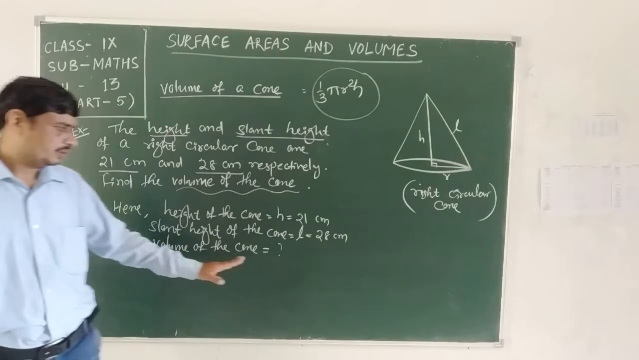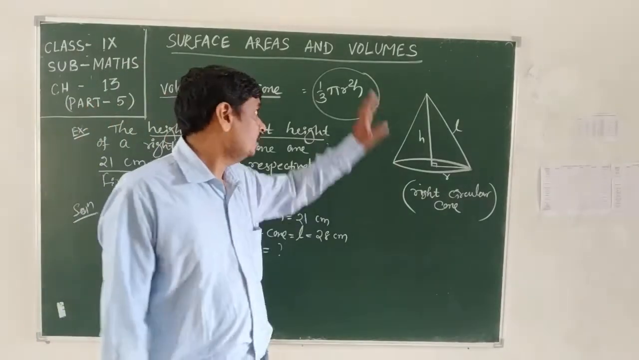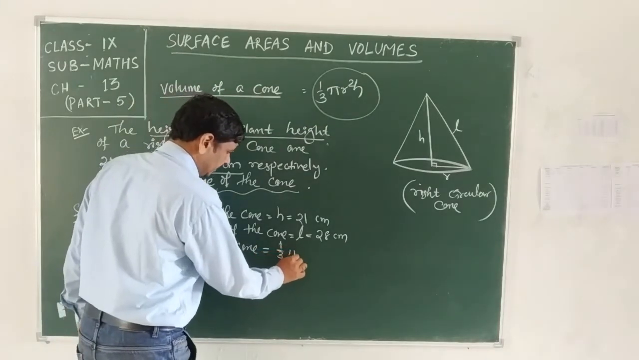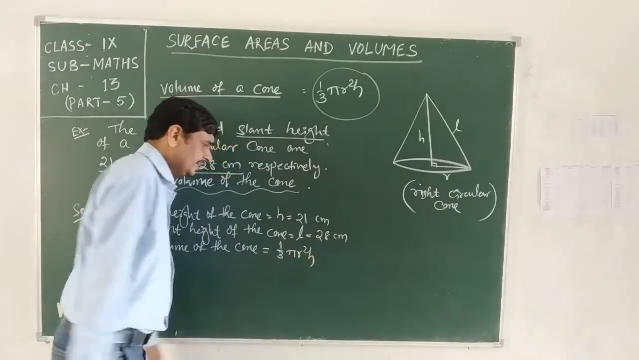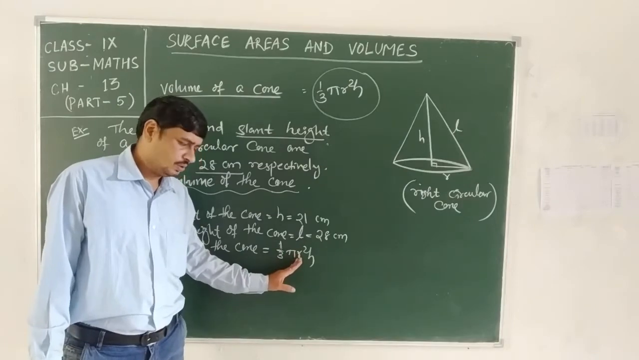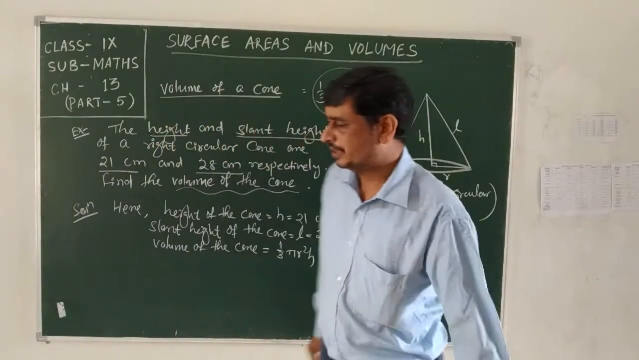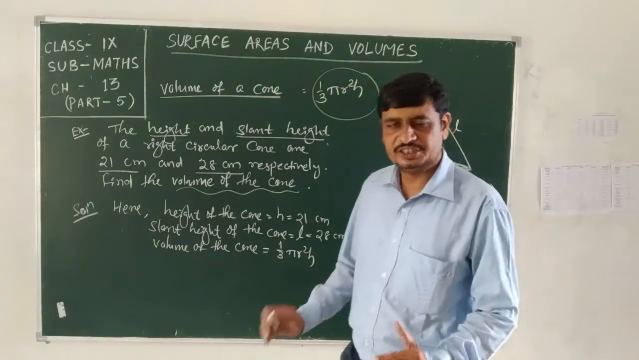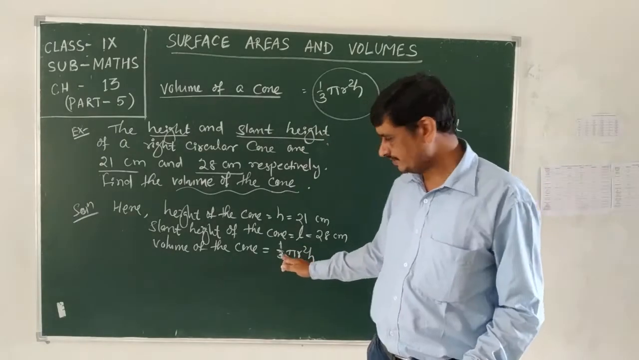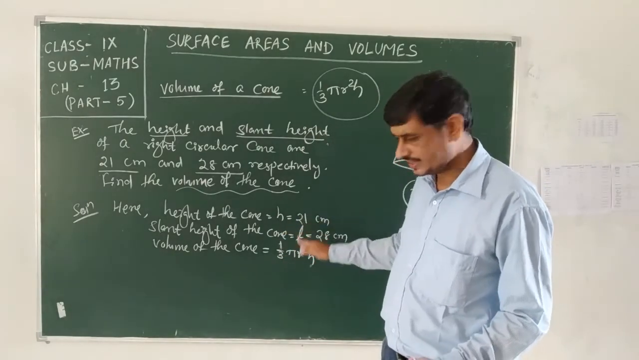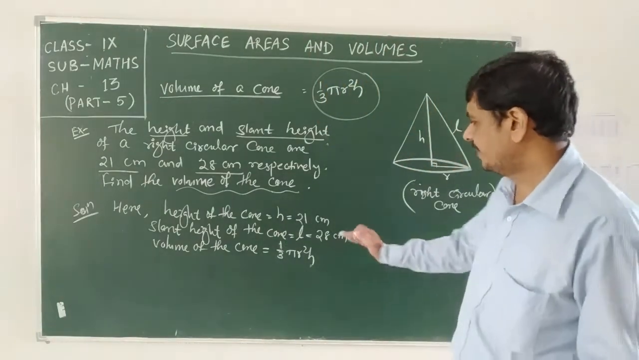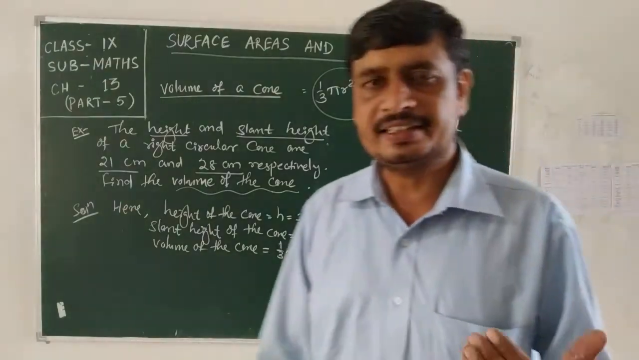Here the volume of the cone can be obtained by using the formula 1 by 3 pi r square h. It needs the value of pi, radius of the base of the cone, and height. We can put pi as 22 by 7. Height is given as 21 cm, but the radius of the base is not given. So first we have to find the radius of the cone. After getting the radius, we can put it here.